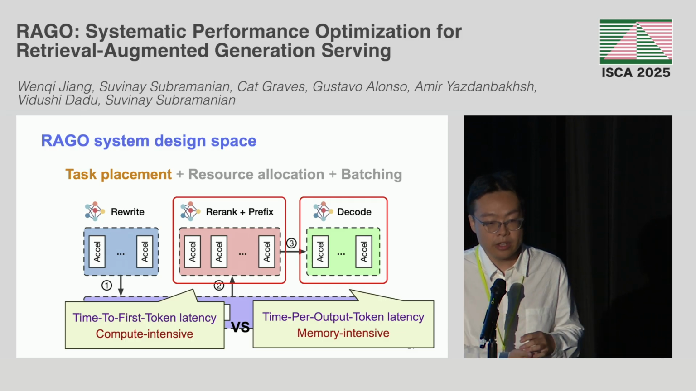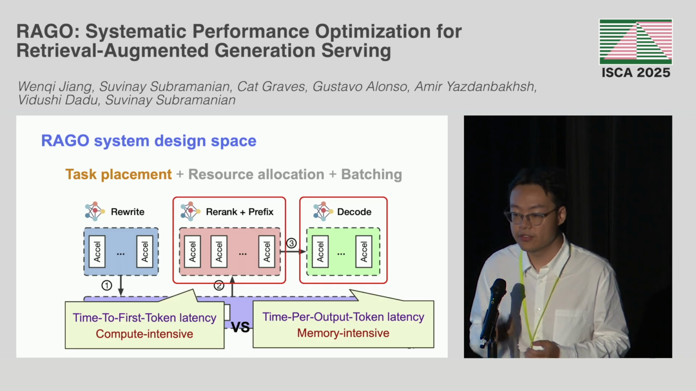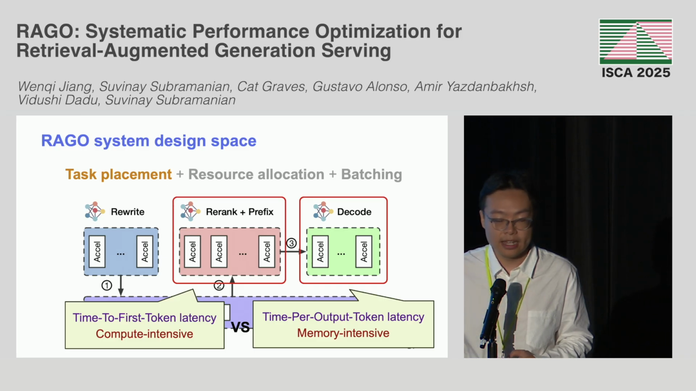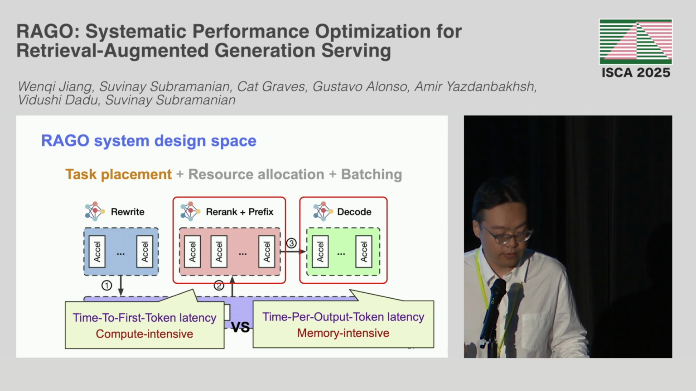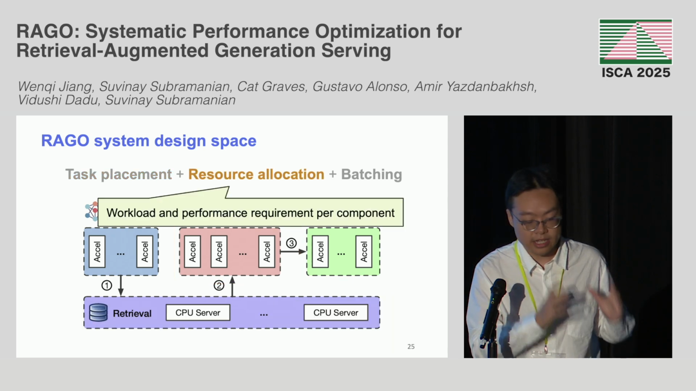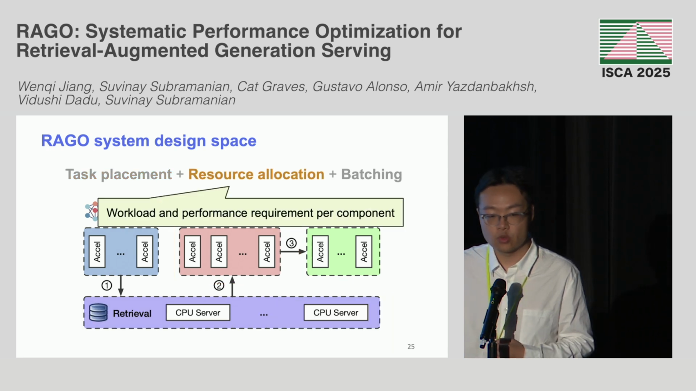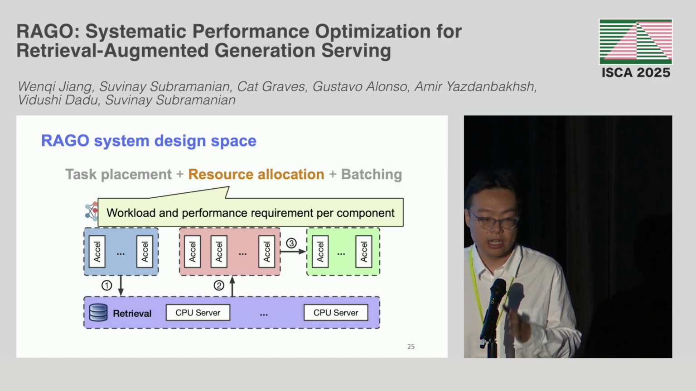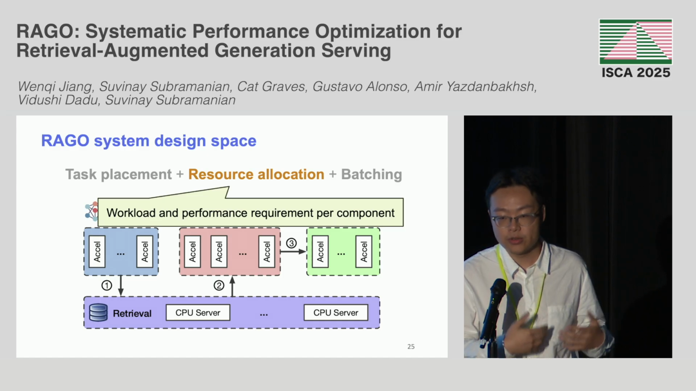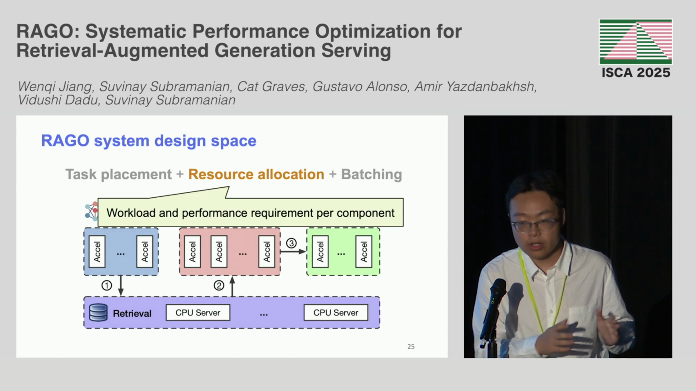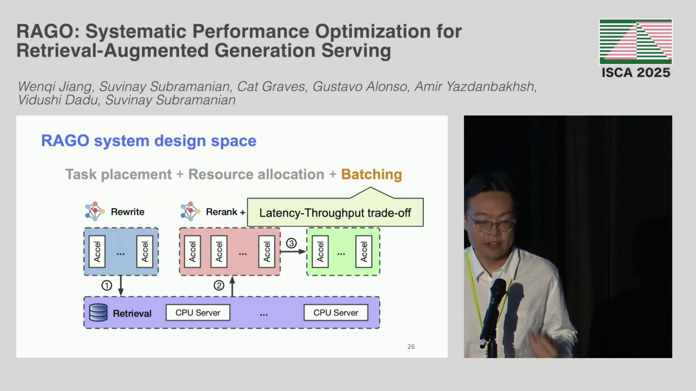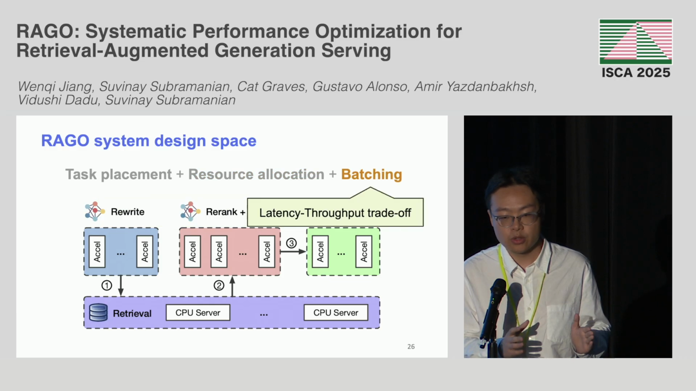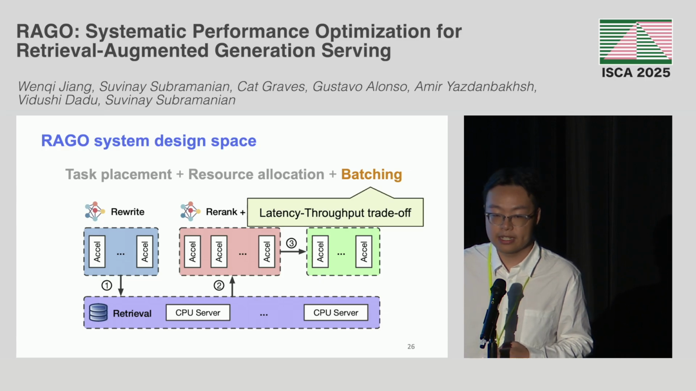On the other hand, the decode phase and the prefix phase of the LLM may be disaggregated over different accelerators because the decoding phase optimizes a different metric, time per output token latency, and also it's much more memory bound instead of compute bound. Now, once we settle the task placement, the second decision is resource allocation. Essentially, how many accelerators do we want to allocate to these different models, and also how much CPU resource for retrievals.